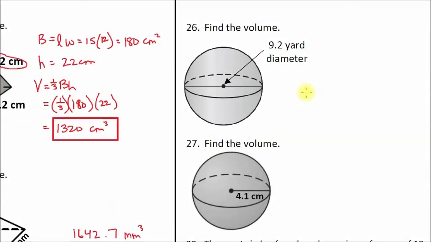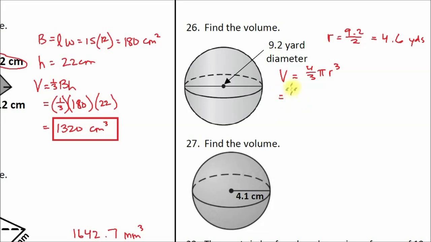Find the volume of a sphere. All right, first thing I notice is we're given the diameter. That means I have to find the radius. And the radius is the diameter divided by 2, and that's going to be 4.6 yards. So there's our radius. All we need is the radius for a sphere. Let's figure this out then. So the volume is equal to 4/3 times pi r, and don't forget this, cubed.